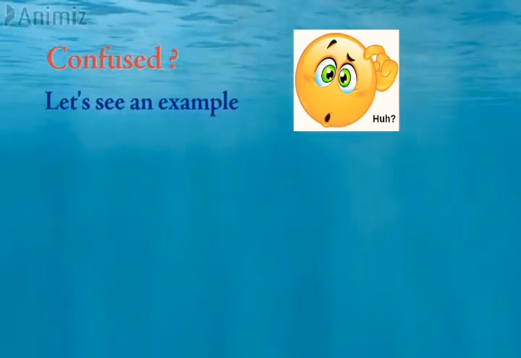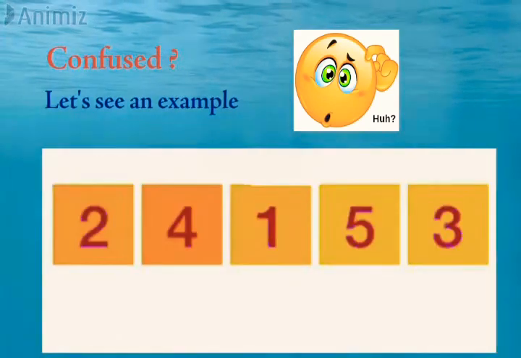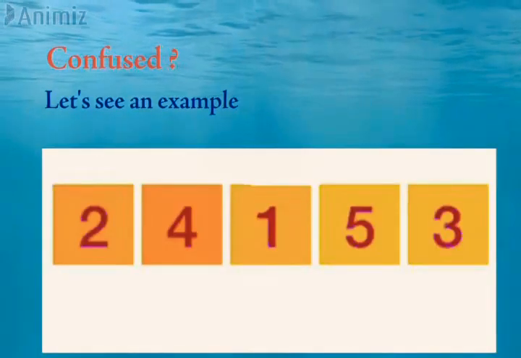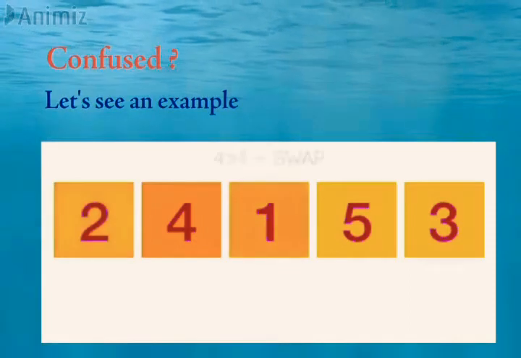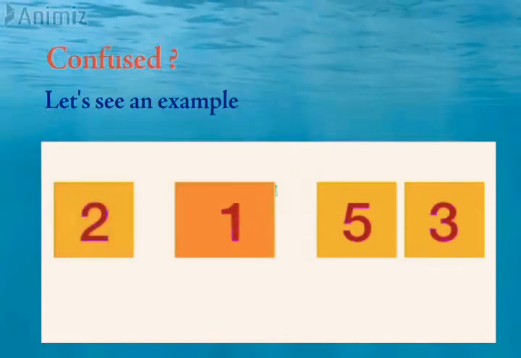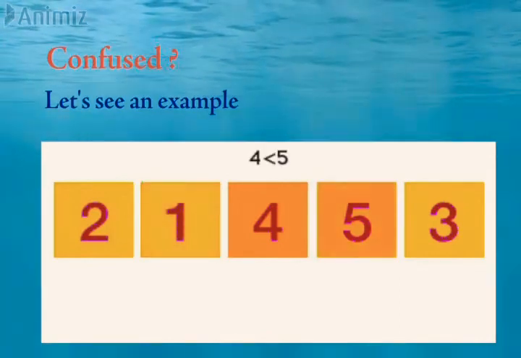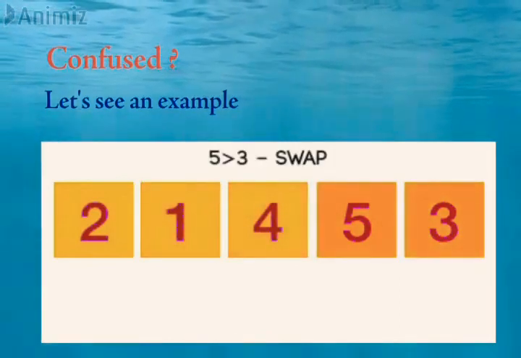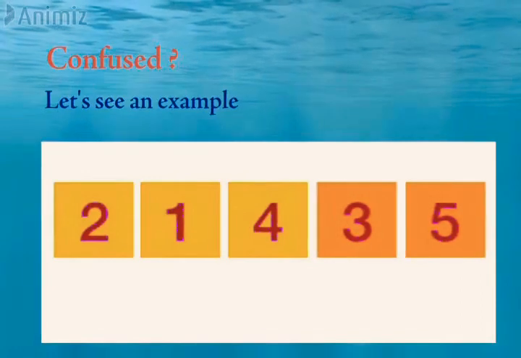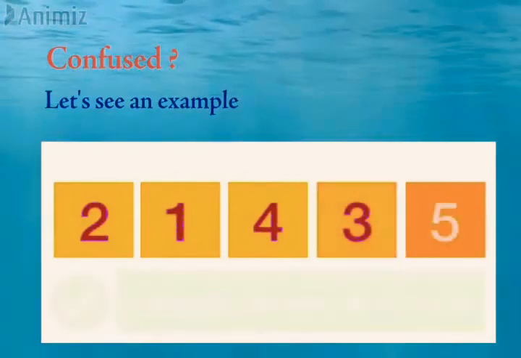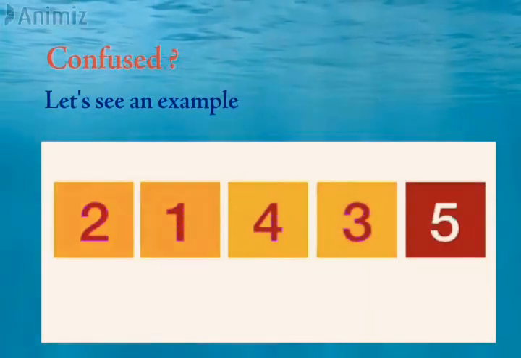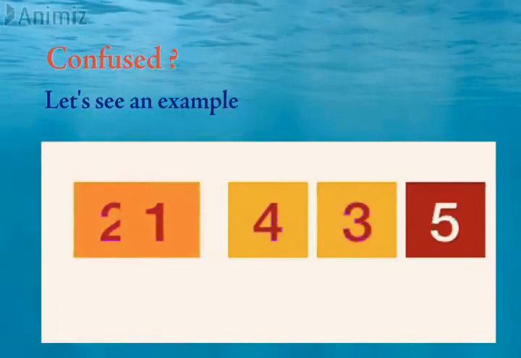Confused? Let's see an example. Here, 2 is less than 4, hence it is not swapped. Next, 4 is greater than 1, so their positions are swapped. Now, 4 is less than 5, hence not swapped. Again, 3 is less than 5, hence positions are swapped. Now, the largest element is at the end of the list.